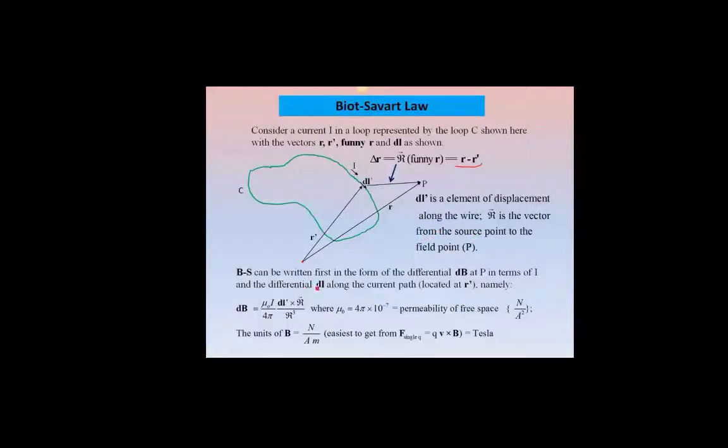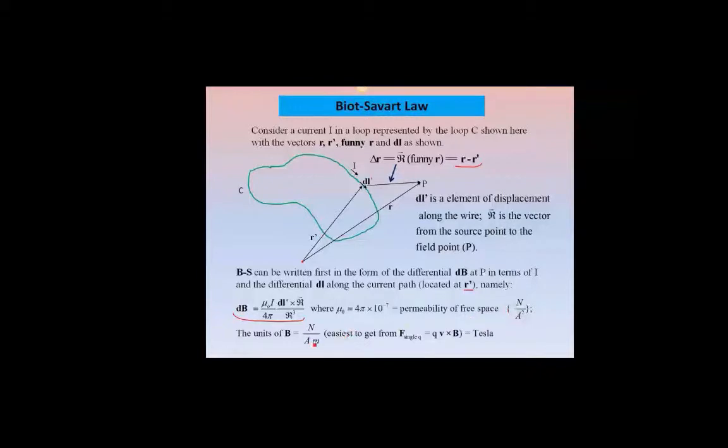B can be written first in the form of the differential dB at P in terms of I and the differential dl along the current path. And that dl is located at r prime. So here's the law. This is saying that the differential of B due to this current element is equal to I dl prime cross funny r divided by r cubed. And then it has the constants mu 0 over 4 pi. Mu 0 is the permeability of free space, and it has units newtons per amp squared.